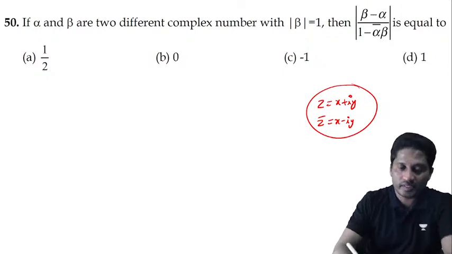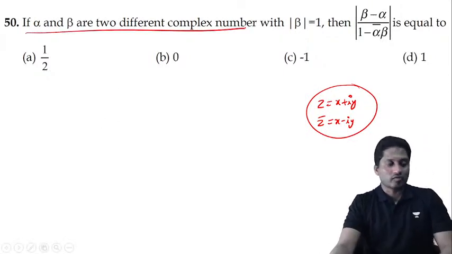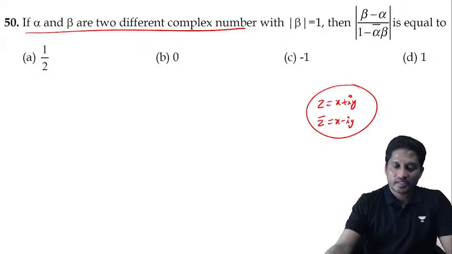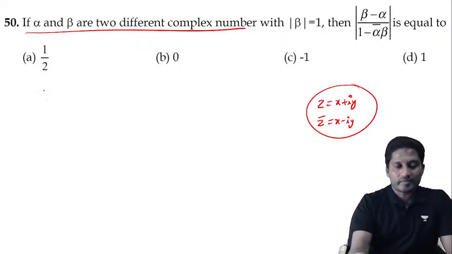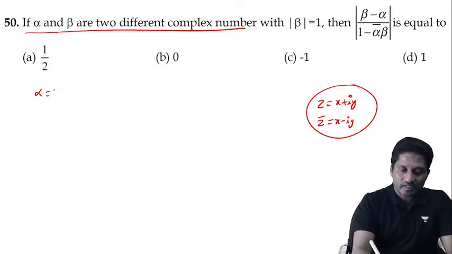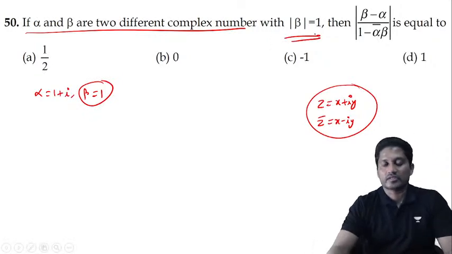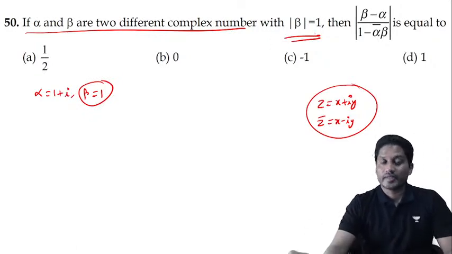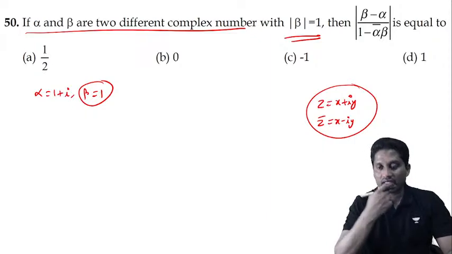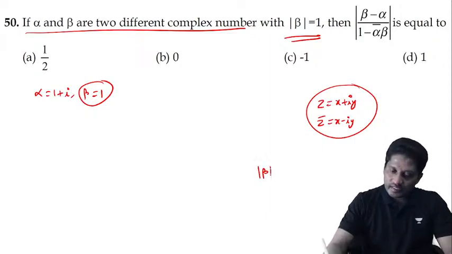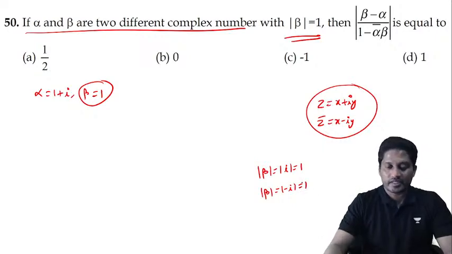Now what I'll do is, it's mentioned in the question that alpha, beta are two complex numbers with modulus of beta equal to 1. So you take alpha, beta as any complex number. Let's say alpha is equal to 1 plus i, and I'm going to take beta as equal to 1 because it is given in the question that mod of beta is 1. Either you take beta as 1 or minus 1, or you can take beta as i. If beta is i, its modulus is still 1. If beta is minus i, still modulus is 1. So you can choose any of these based on the given conditions.